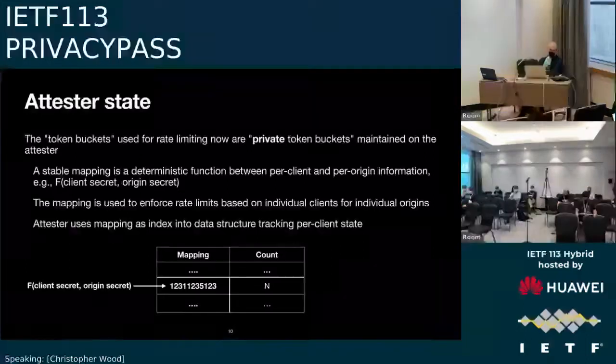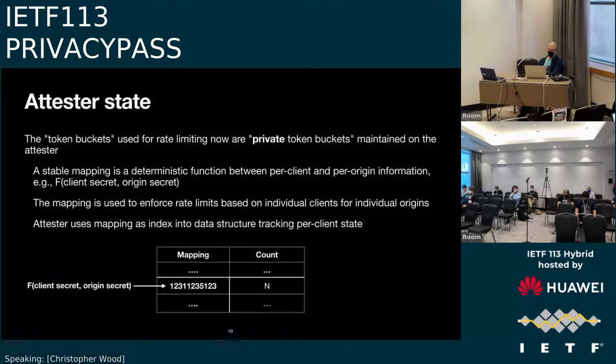In particular, private in the sense that the attester doesn't learn the specific origin for which the bucket corresponds to, but it does have assurances that it is the same origin for a given client over time. Otherwise, it's difficult to say that this is meaningful rate limiting on a per client and per origin basis.